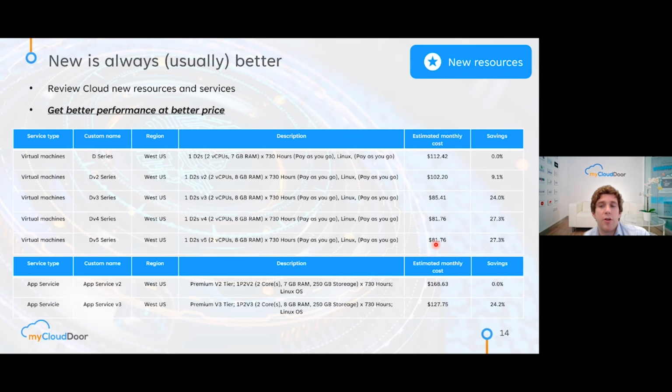And it's not just that you are going to get a better price, but also better performance, because they have new generations of chips. The same happens with, for example, app services, and there are many other examples around the cloud. So it's important that you are up to date and reviewing what the new families are, so you are able to change and re-implement based on those new families to get better performance at lower cost.